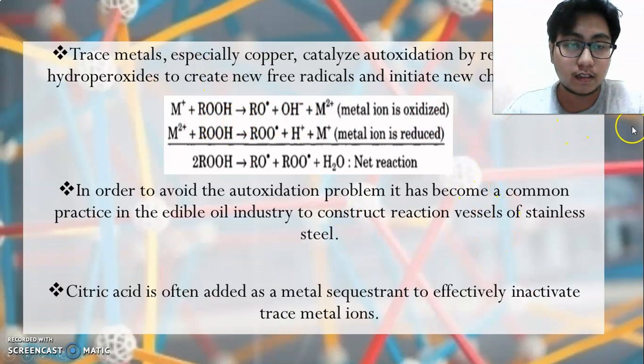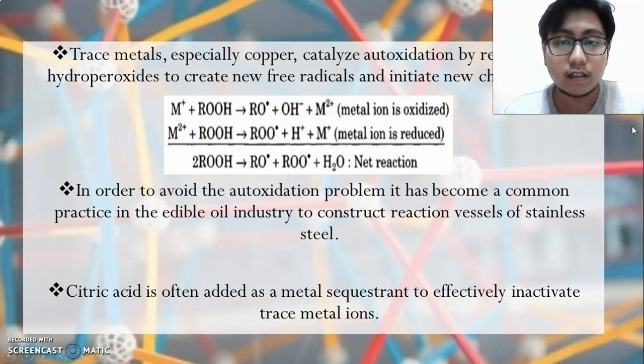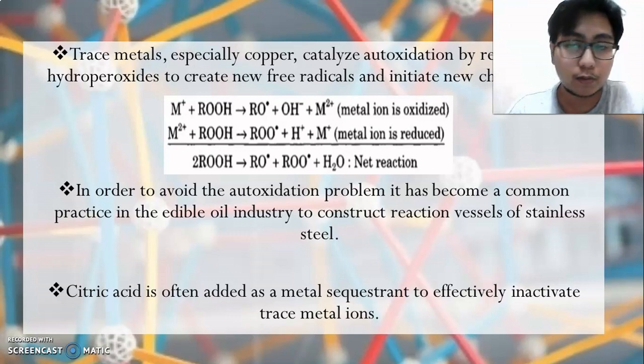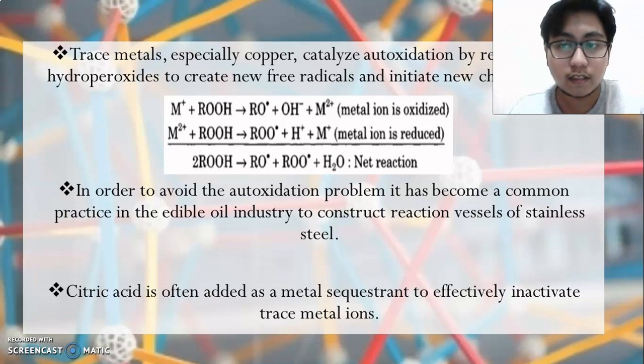Next, trace metals, especially copper, catalyze this oxidation process by reacting with the hydroperoxide, which is produced in the propagation step, to create new free radicals and initiate new chain reactions. So the trace metal ions will promote the oxidation process to go on and on and on. Like here, you can see the process.